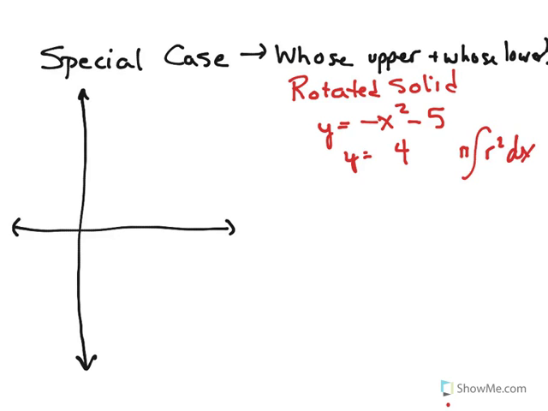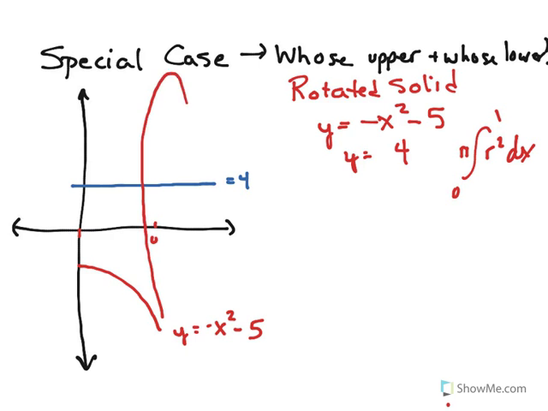But look what these two graphs will look like when I put them on there. This is going to be between 0 and 1. When I graph this, this is the curve, y equals negative x squared minus 5 between 0 and 1. And here is the line. I'm going to wrap it around y equals 4. So when I wrap it, it's going to go like this right here. The same shape we looked at on all these other ones to begin with.